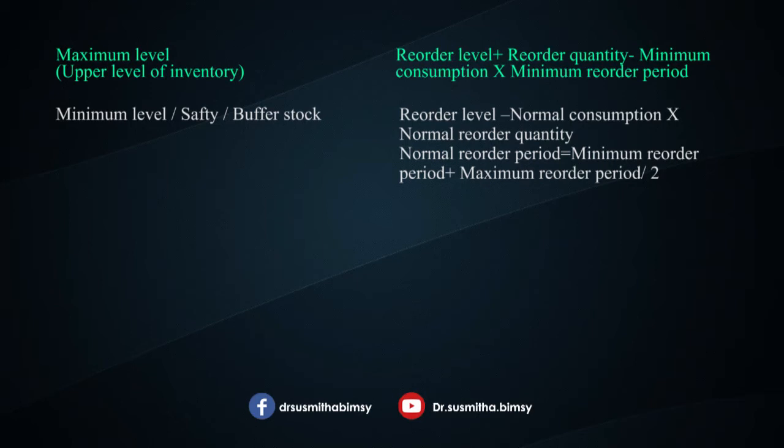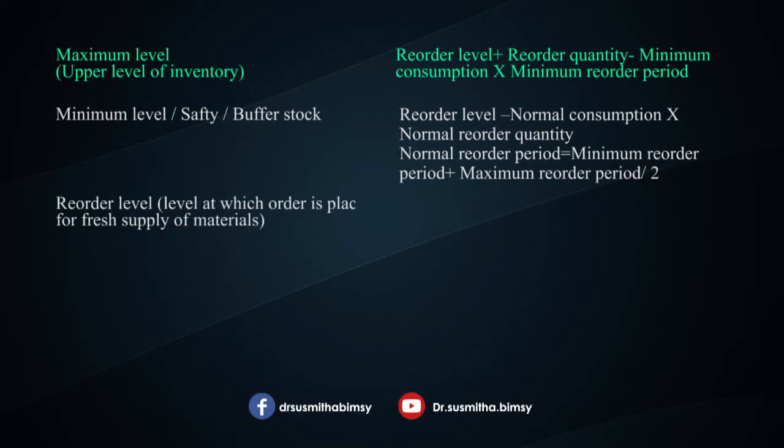Minimum stock level is computed by this formula, that is reorder level minus normal consumption into normal reorder period. Here normal consumption means average consumption of material, and normal reorder period we have to calculate. For that we use this equation, that is minimum reorder period plus maximum reorder period all divided by 2. Then we will get normal reorder period.